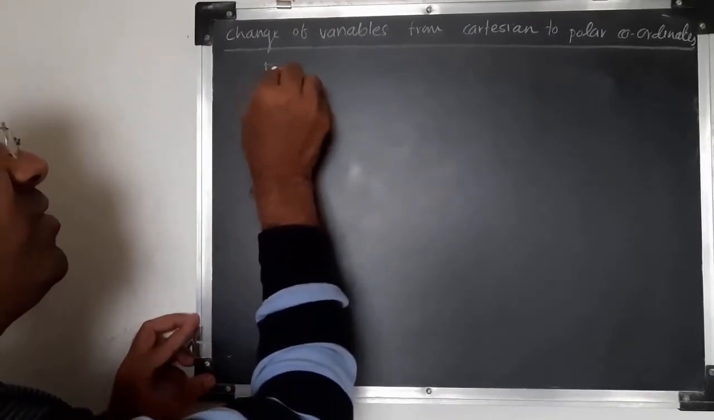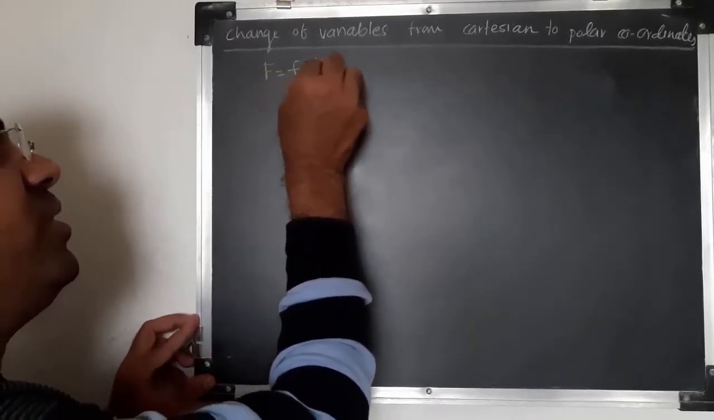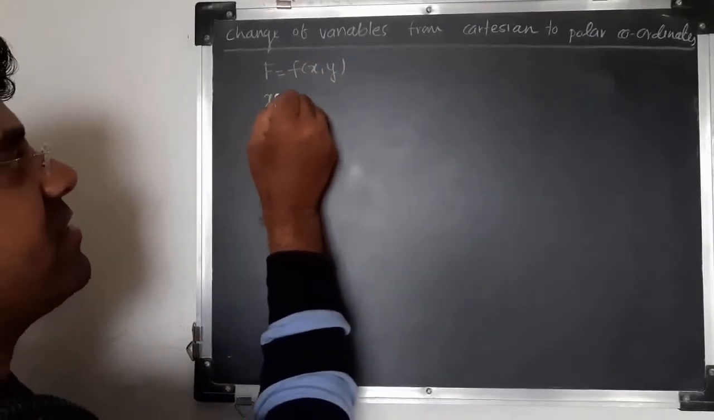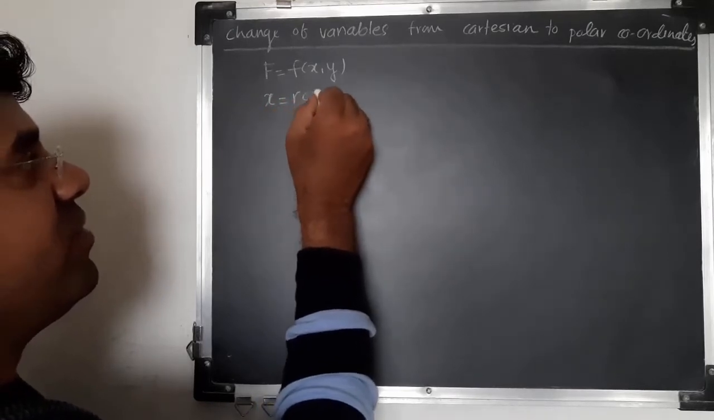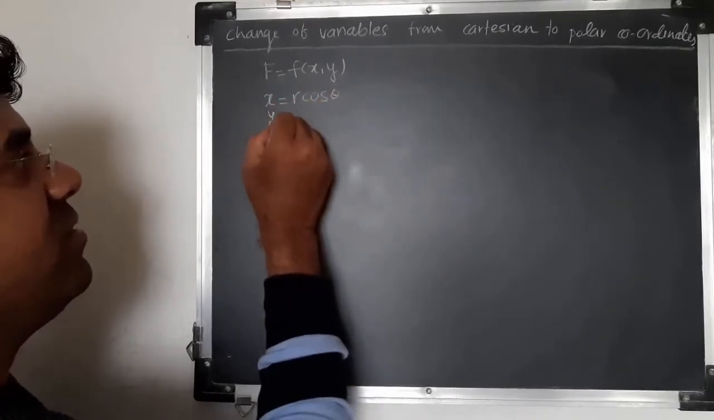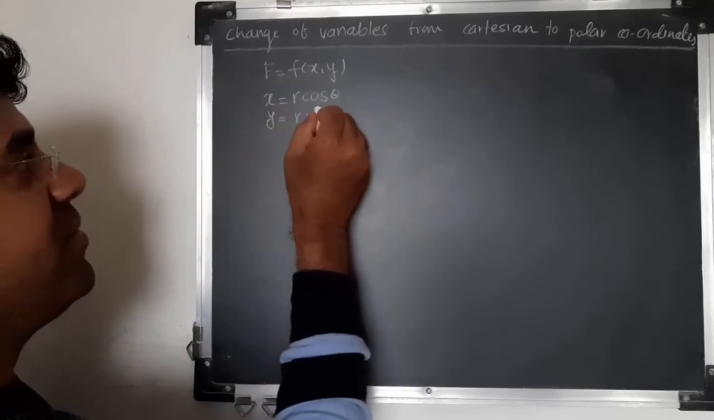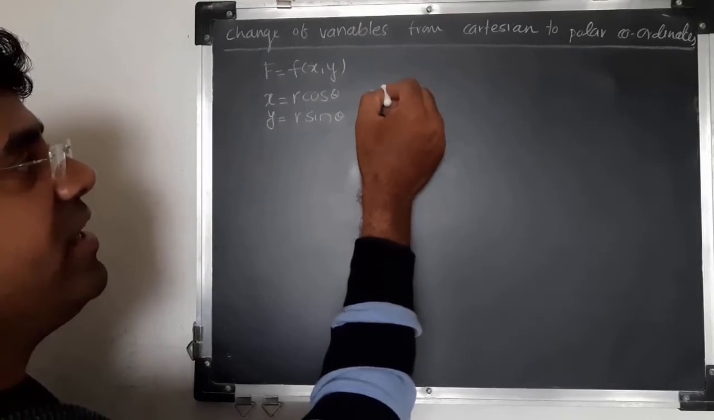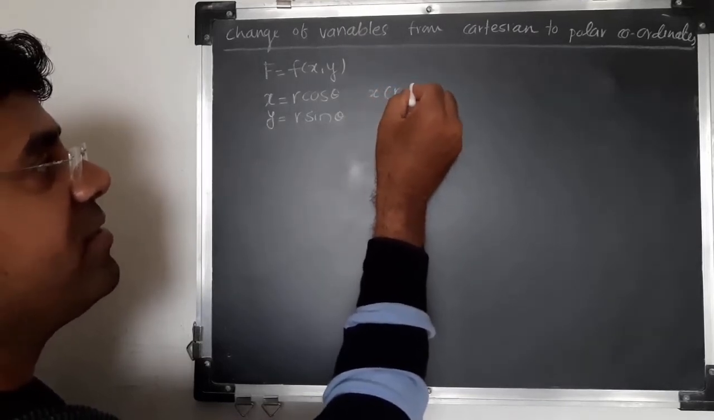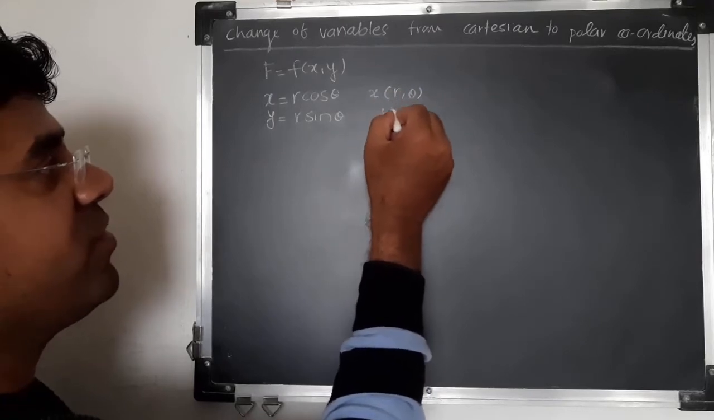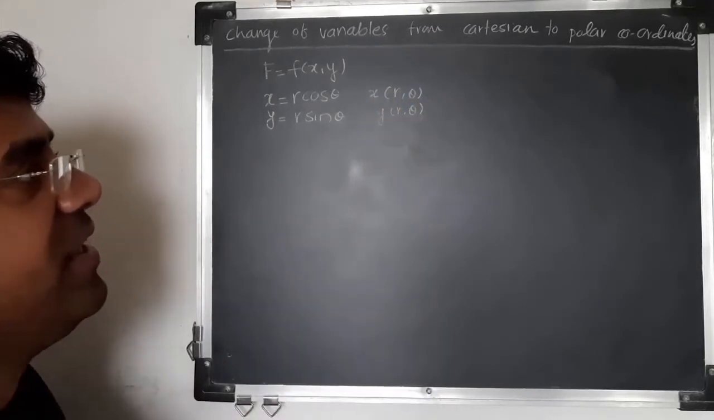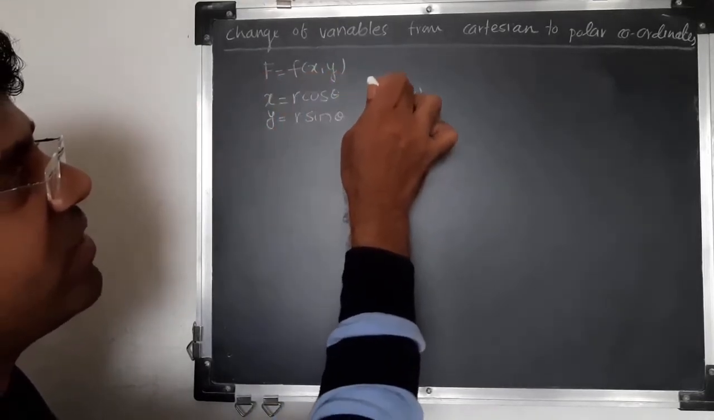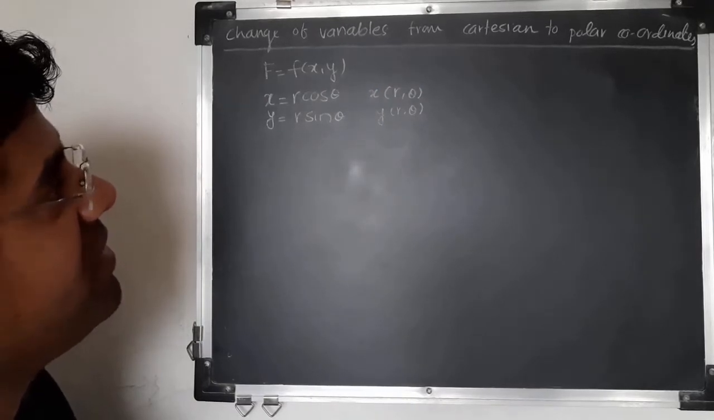Suppose f is a function of two independent variables, x and y, and x is equal to r cos theta, y is equal to r sin theta. So indirectly, x is a function of r and theta, and y is also a function of r and theta. So f is a function of two independent variables, and x and y are functions of r and theta, which is your polar coordinates.